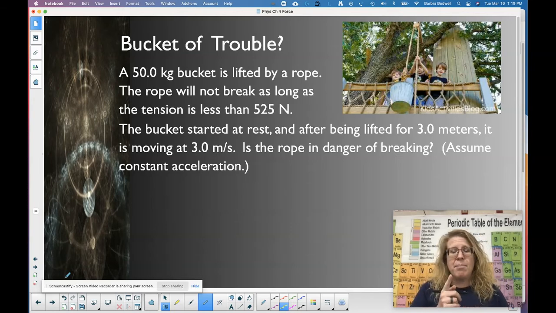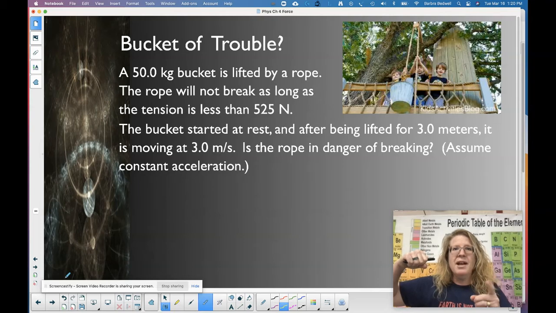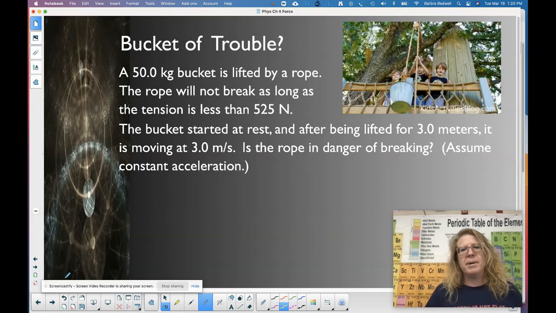You may have noticed that if you lift very gently on a plastic bag that's about to break, with very little acceleration, it can hold. But if you try to jerk your hand up, major acceleration, then all of a sudden that handle will break. So that's what this is related to. These are colloquially called the bucket of trouble kind of problem.